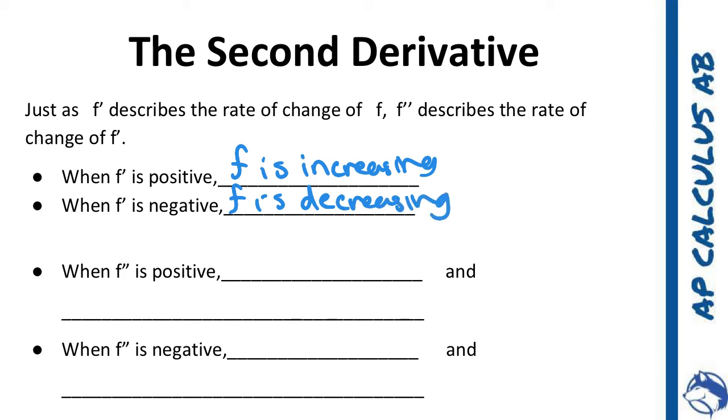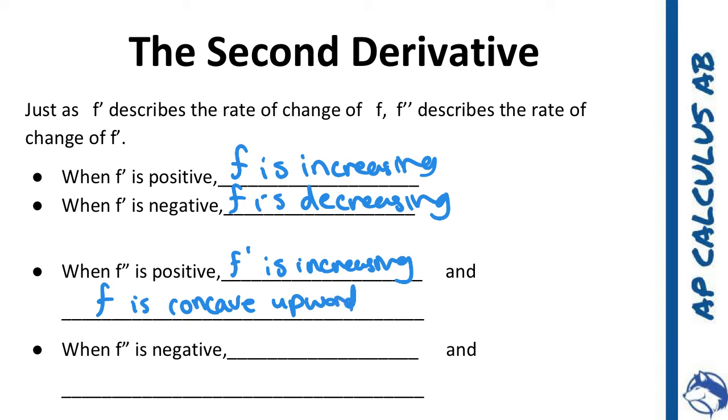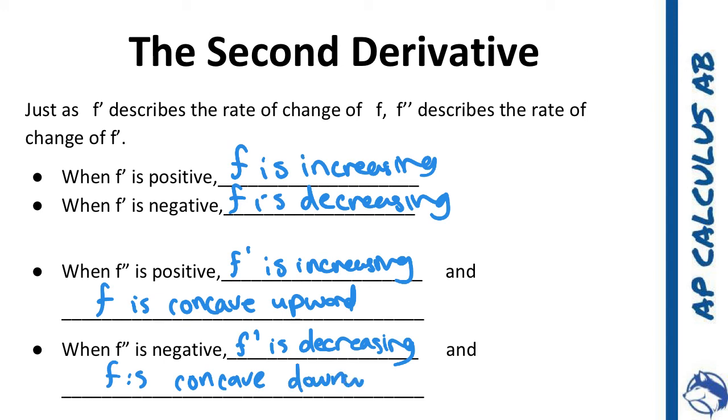So now if f double prime is positive, that means that f prime is increasing, and we're going to say that f is concave upward. So when f double prime is negative, f prime is decreasing, and f is concave downward.